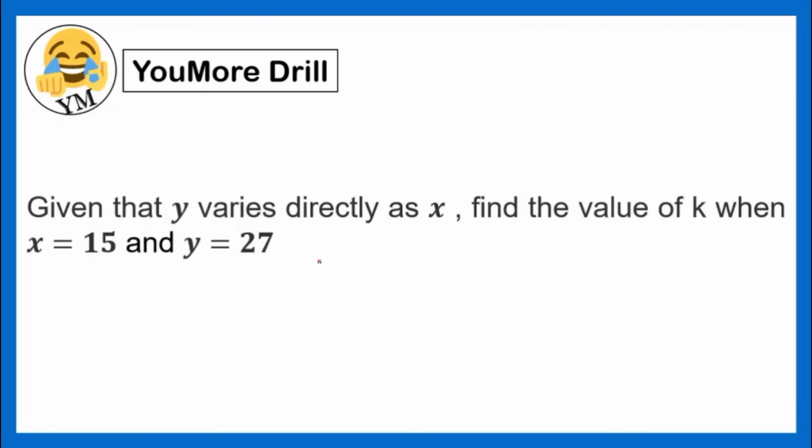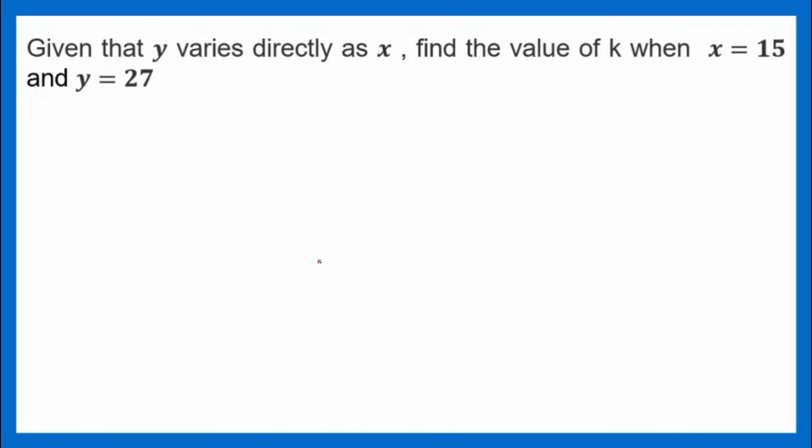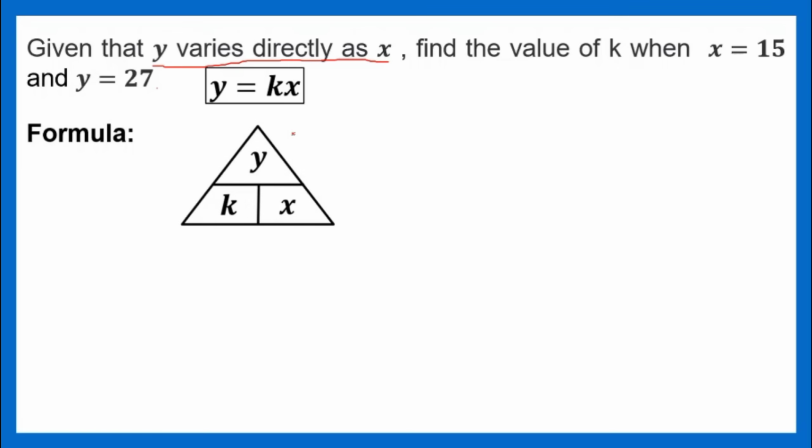Alright, time's up. So, let's answer this one. Let's see how you did for our YouMore drill. Ayan. So, first, given that y varies directly as x, so ito muna, translate natin ito. Lagi may translation ito. So, that's y is equal to kx. Diba? Y ay nasa left, tapos yung x dito nakamultiply sa k. Ayan. So, ganun po ang pag-translate. Tapos, formula tayo. So, gamitin natin yung triangle in this case, pero pwede mo namang gamitin talaga itong formula ni direct variation. So, since k ang nawawala, so magiging formula natin ay k is equal to y over x.